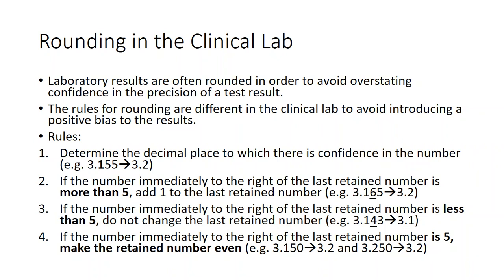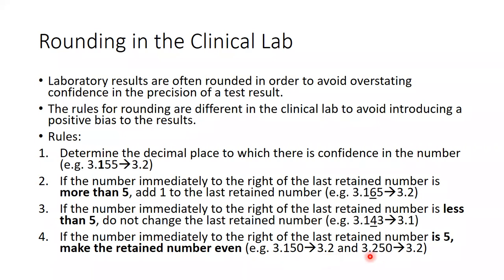So if the number immediately to the right of that last retained number is 5, we don't know if that 5 is technically like a high 5 or a low 5, because we don't know how precise our method is. So the way to prevent introducing positive bias is to always round to the even number. So for this example, 3.15 is actually going to get rounded to 3.2 because 2 is even.